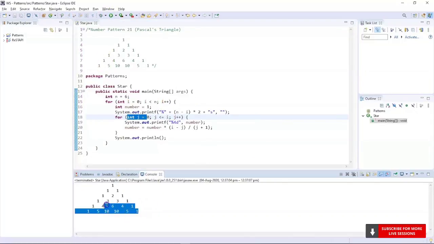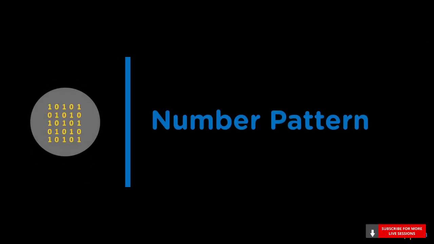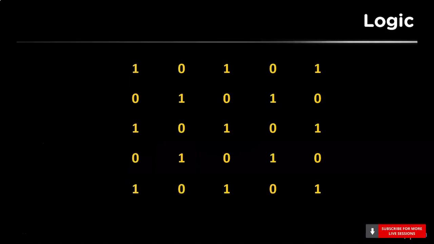So you can see the program got successfully executed and the Floyd's triangle has been successfully constructed here. Now let us move ahead and check out the next pattern in our list. So the next pattern in our list is a box which is made up of binary numbers. Now let us understand the logic for it first.